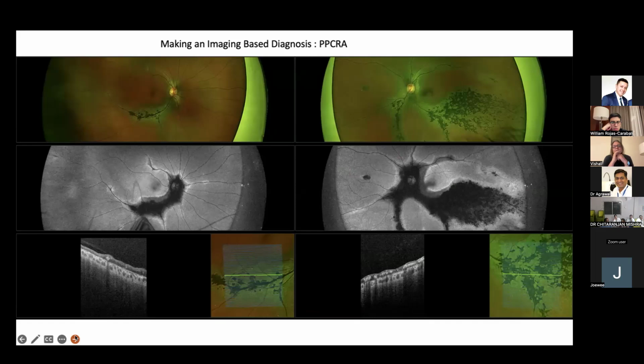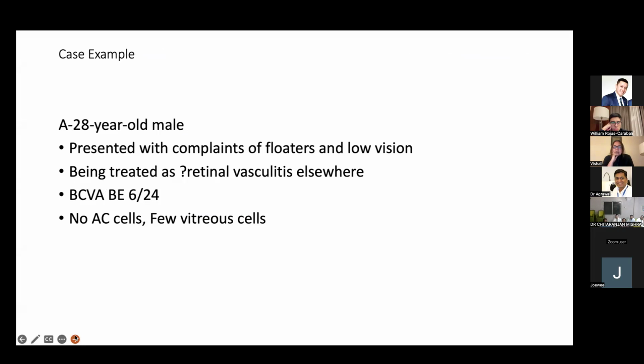Many a time, I'm sure all of you experience that patients with multiple other conditions are misdiagnosed as uveitis and are started on treatment which is not required. For example, PPCRA. Here, wide field angiography in one go just shows you what you need to see.